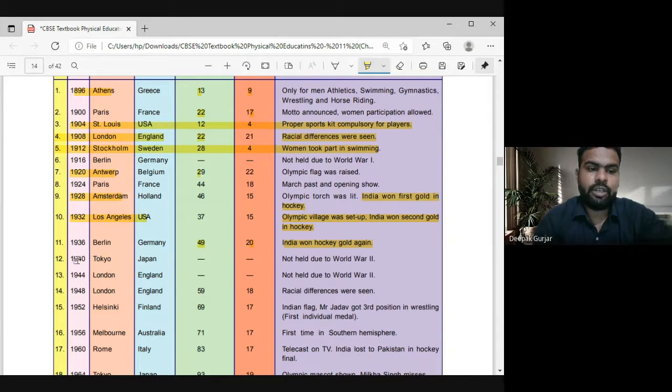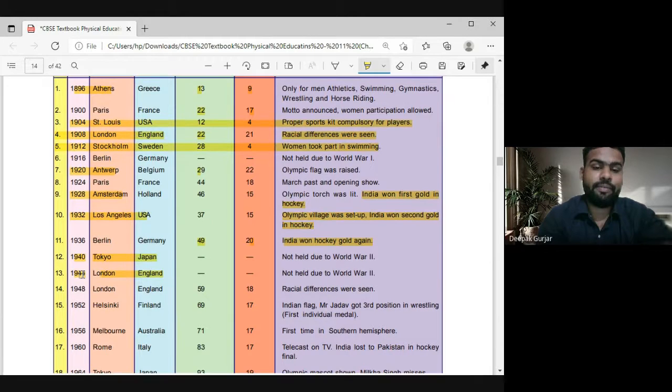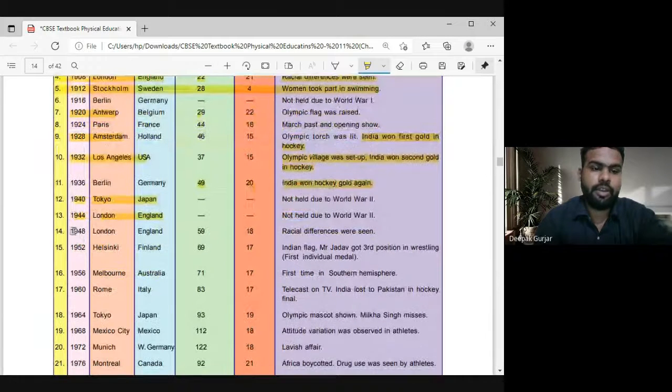In 1940 and in 1944, there were no Olympics, which were scheduled in Tokyo, Japan, and London, England. But just because of World War One and World War Two, this did not happen. So you must remember 1940 and 1944. These are the two dates. These games did not happen just because of World War First and World War Second.